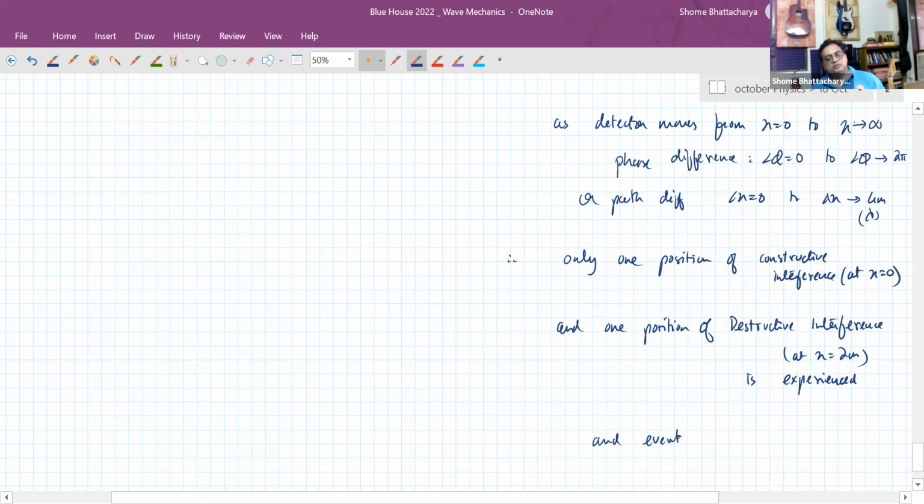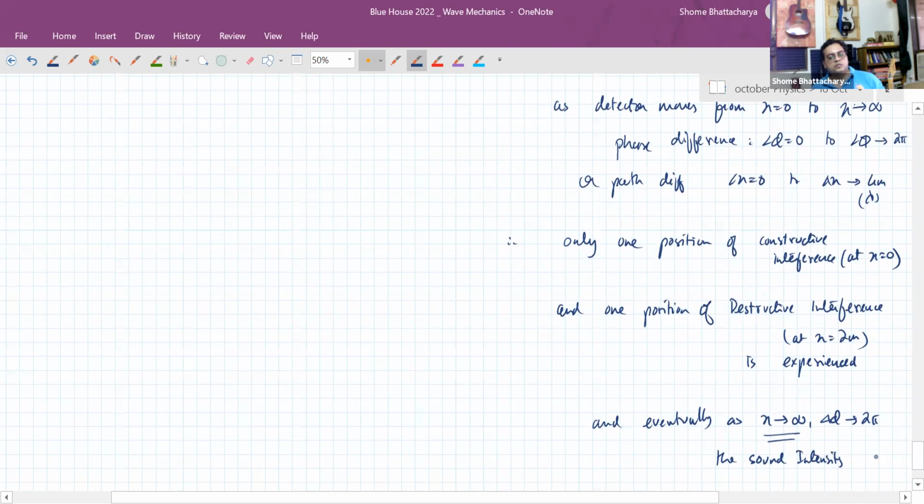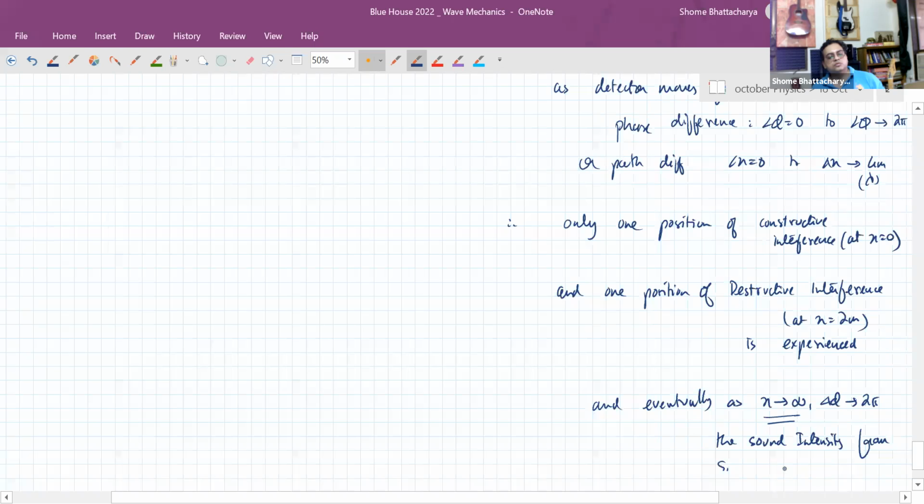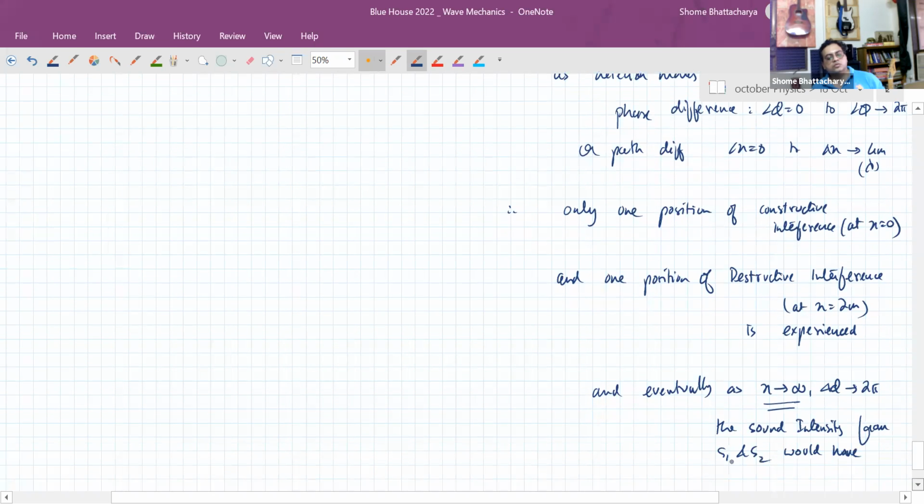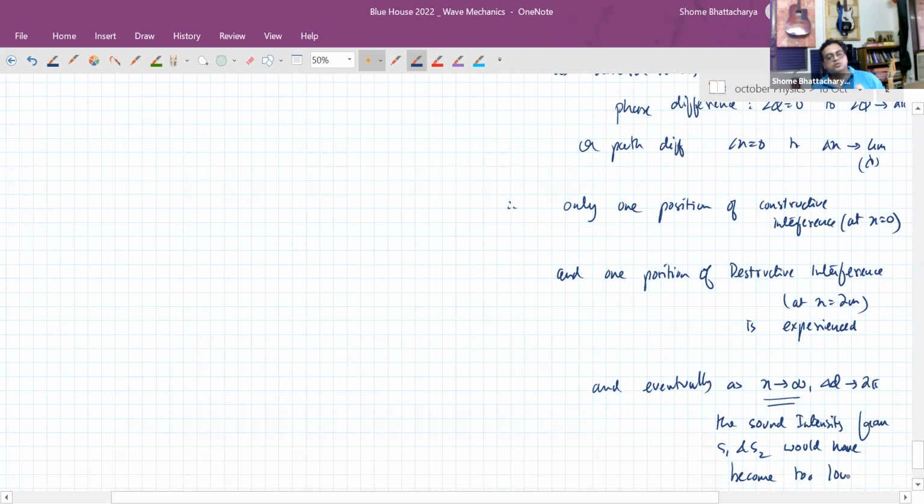And eventually, as x tends to infinity, delta phi tends to become 2 pi. But this is not really experienced because at such a large distance, the sound intensity will be too low. So the sound intensity from the sources S1 and S2 would have become too low. So you don't really experience any constructive interference. You don't experience any sound at all, let alone any effect of interference.